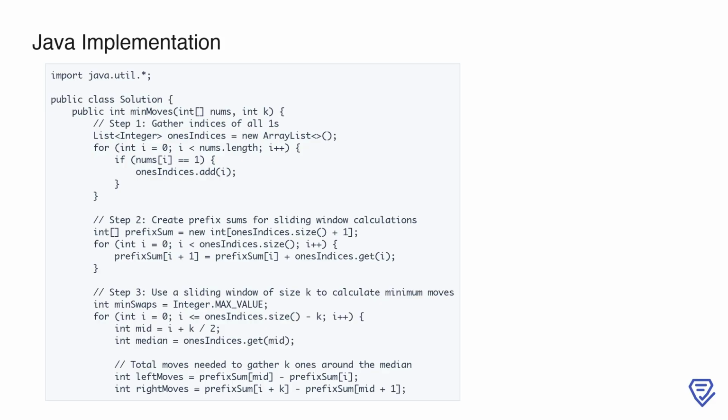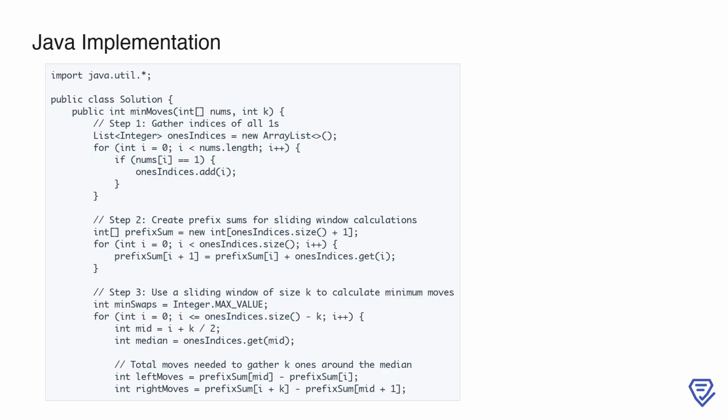Here, we begin by importing the necessary Java utilities and defining our class and method. The goal of the min-moves method is to calculate the minimum number of adjacent swaps needed to group k consecutive ones in the given binary array. First, we need to identify the indices of all the ones in the array. This is accomplished using a loop where, for every index in the array, we check if the value is 1. If it is, we add its index to a list called ones indices. This gives us a list of positions where each one is located in the array.